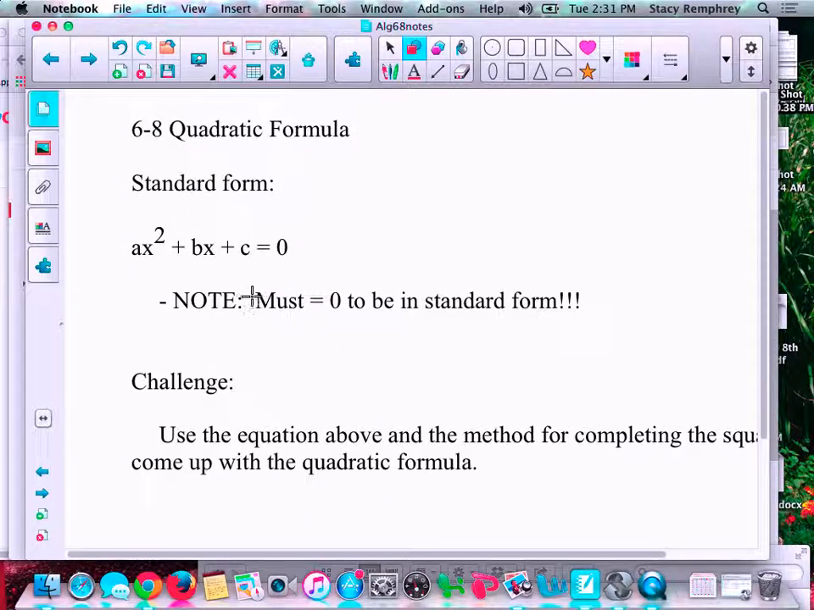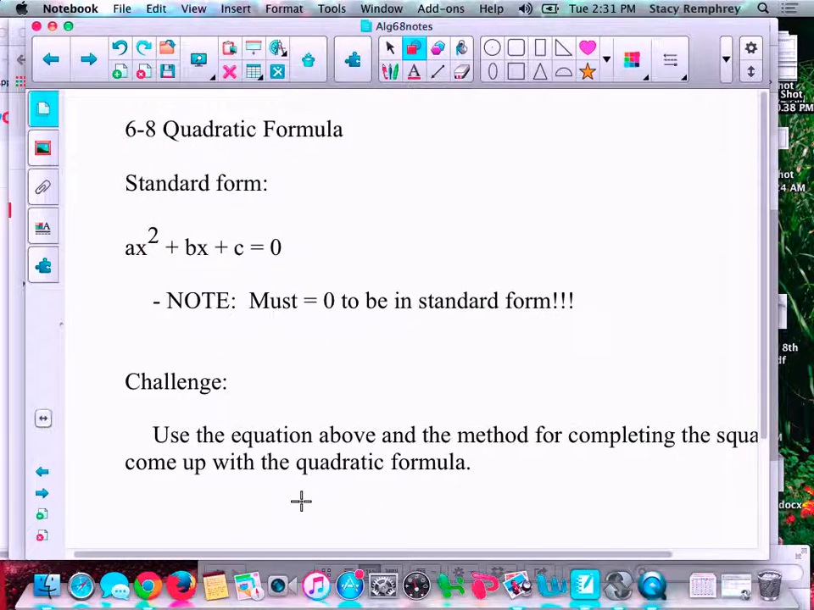In order to use the quadratic formula, you have to have it in standard form. Quadratic, again, means the highest power on the x is a 2, it's squared. And you also need to make sure it equals 0. Now in the equations, the a, the b, and the c are going to be replaced by numbers, and we'll see that as we go. But the important part is make sure that it equals 0.